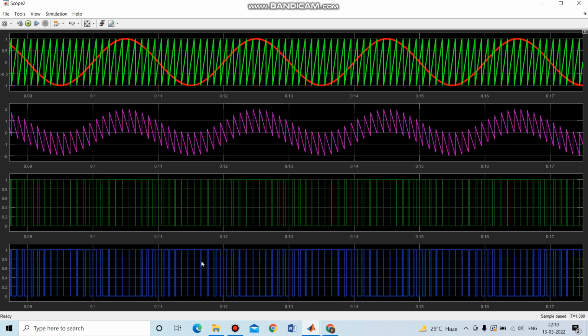These pulse widths will be given to the gates of your switches. This is the pulse width generation, your sinusoidal pulse width generation. Now you can clearly understand. Thus a 3-phase PWM inverter is verified using a MATLAB simulation successfully. Thank you.